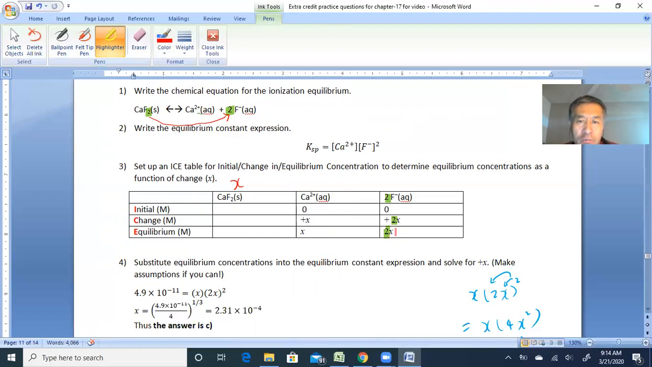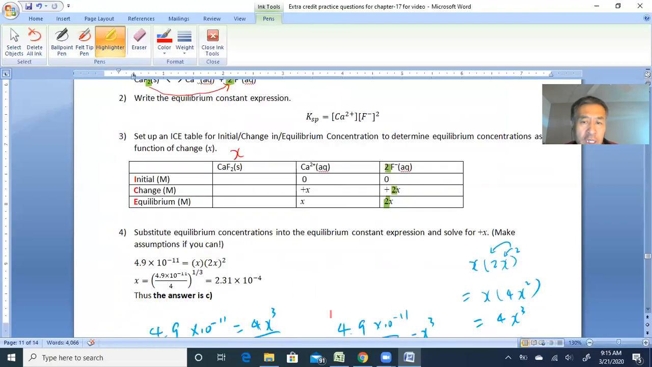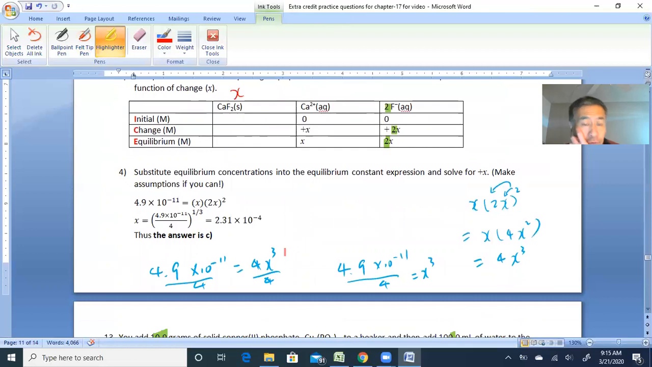So next, you plug these numbers into this equation, and also plug the Ksp into this equation, and you get this equation. If you want to see how you get this result, you can think about taking the right side of this equation, which is x times 2x squared. So 2x squared means you square the 2, you square the x. So therefore, you get x times 4 times x squared. That becomes 4x cubed.